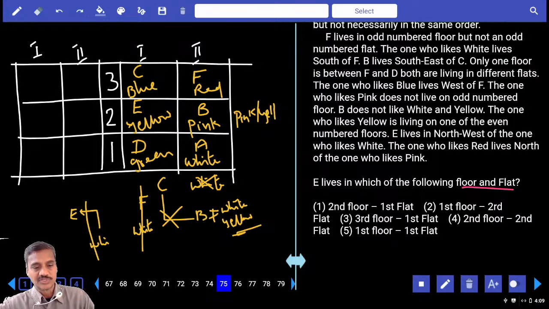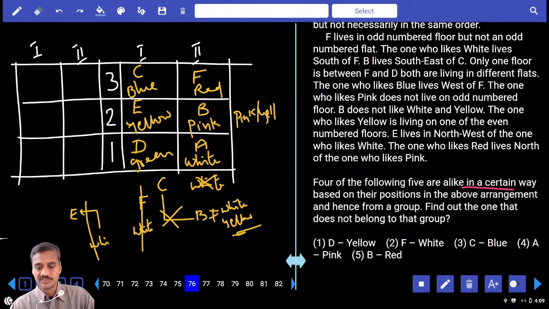Now E lives on the second floor, first flat. Second floor, first flat, choice 175. Then the next one, 76, 4 out of the following. Odd one out, D and yellow.